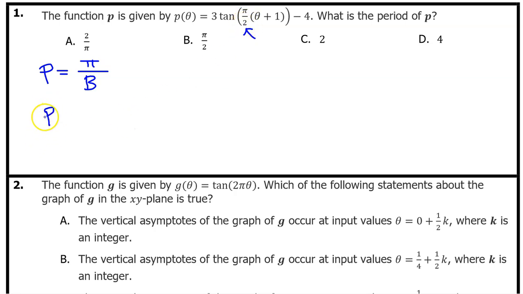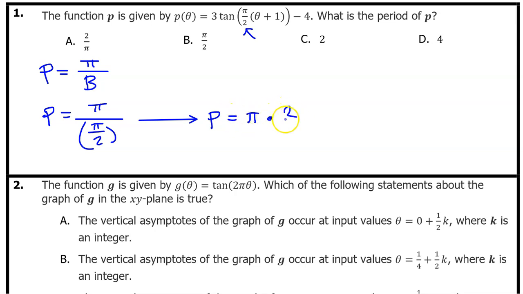So in this case, the period is going to be pi divided by pi over 2. When you divide by a fraction, you multiply by the reciprocal. So we get p is equal to pi times 2 over pi. The pi's cancel out, and you are left with a period of 2. So the answer is C.